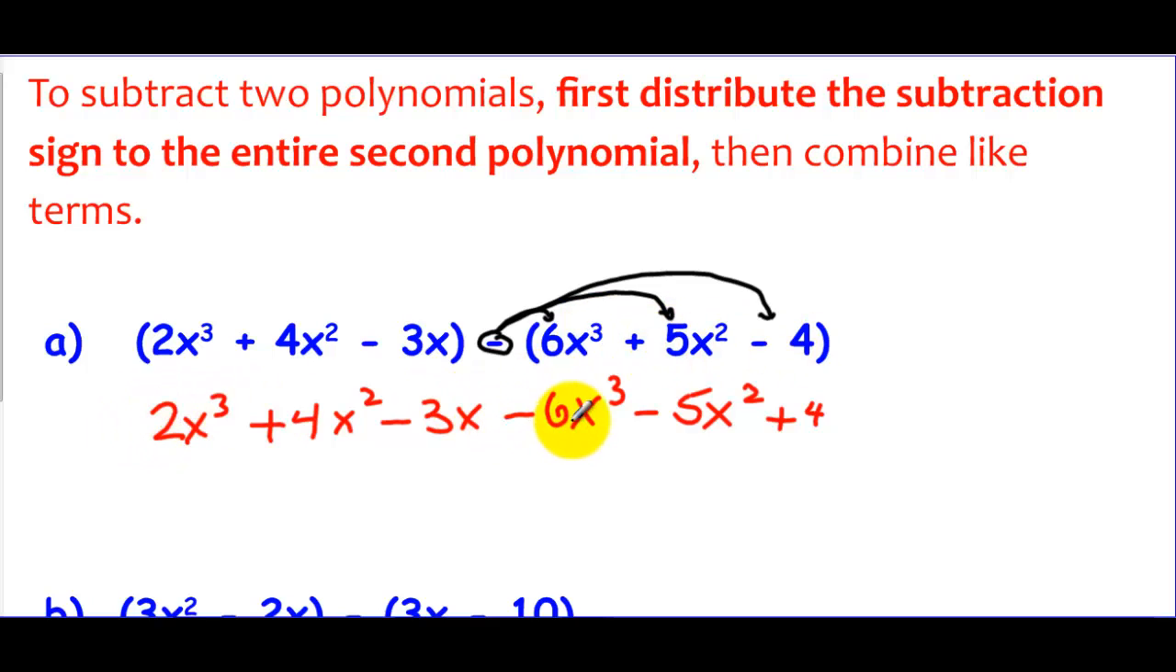So 2x cubed minus 6x cubed is negative 4x cubed. 4x squared minus 5x squared is negative 1x squared. And I'm going to show you this one without writing the 1. You don't have to write that. Okay? Negative 3x. I don't see any other x to the first terms. There's none of those in the second polynomial. So I'm just going to bring that along, minus 3x. And then the only one that we didn't use yet is this 4. And again, it doesn't have another constant term from the first polynomial. So I'm just going to bring that down, plus 4. And I say that this 4-term expression is the difference of these two polynomials.